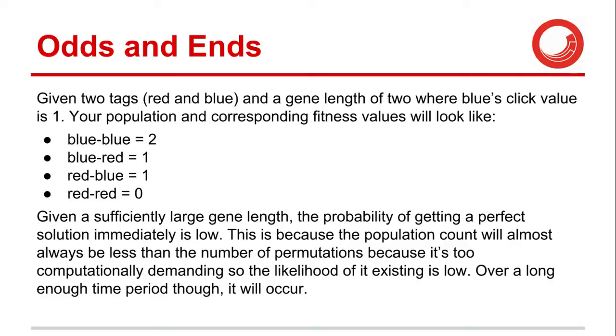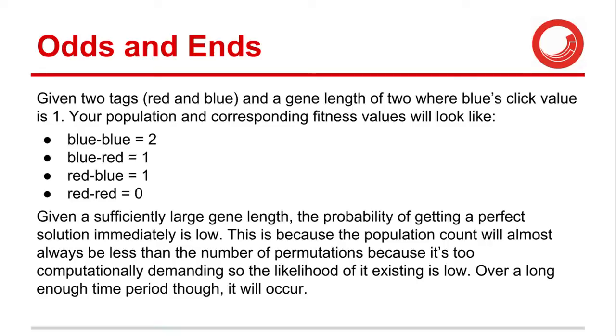The way it measures fitness is to say blue was clicked once, and blue appears once, so 1 and 1 is 2. Blue and red, well, blue only has 1 value, so its value is 1. Red and blue, same thing. Red and red is 0, since red wasn't clicked at all. Now, in this case, blue blue is only 1/4 of the available solutions.